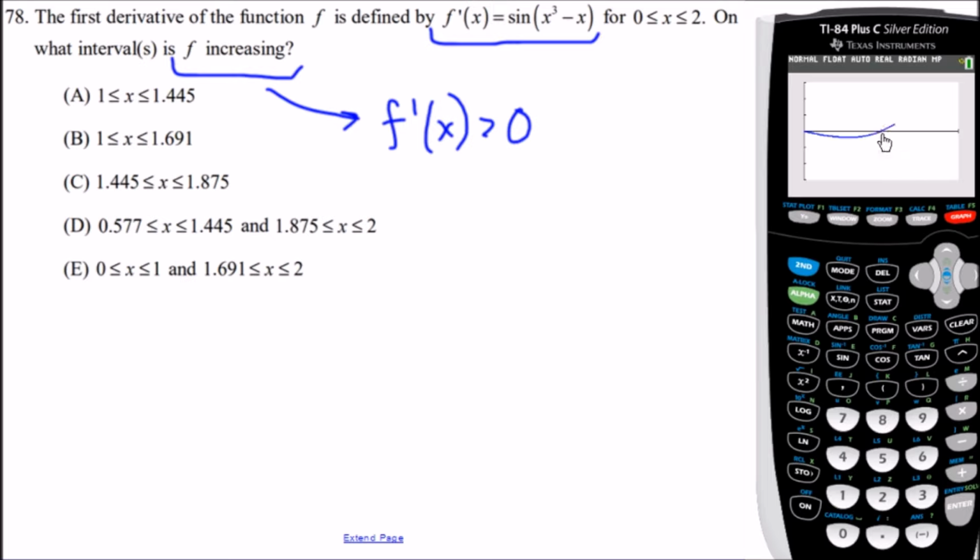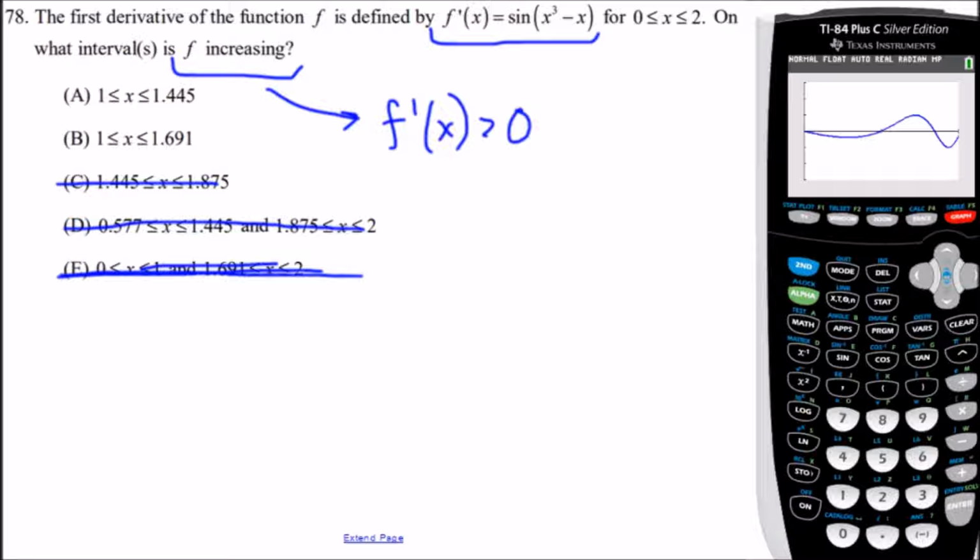It looks like it's crossing at x equals 1 and somewhere around 1.5. This is where the tracing feature is going to come in. The interval where our derivative is positive is between 1 and some other number around 1.5. So right away, we could eliminate answer choice C because it doesn't start at x equals 1. D is out because that doesn't start at x equals 1, and there are 2 intervals. We only have 1 interval here. And choice E is out because, once again, we only have 1 interval in our answer. So it's either A or B in this situation.